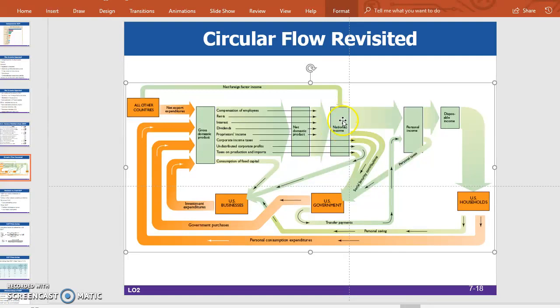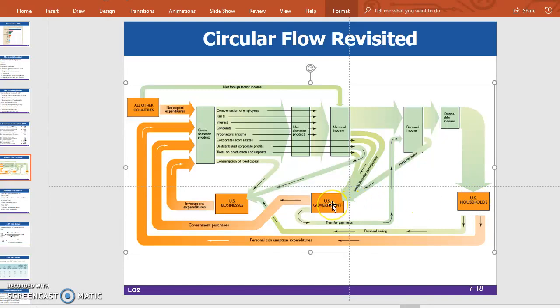From national income, if we deduct these four items, we will get personal income. And from personal income, if we deduct personal taxes, we get disposable income, right? And that disposable income is the amount that the US households will get to spend, right?